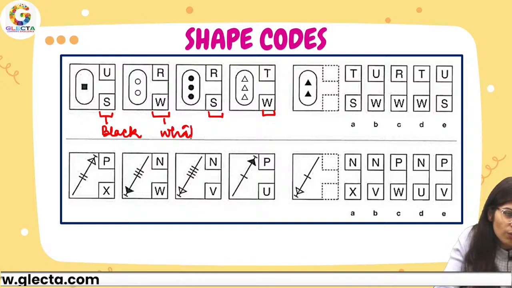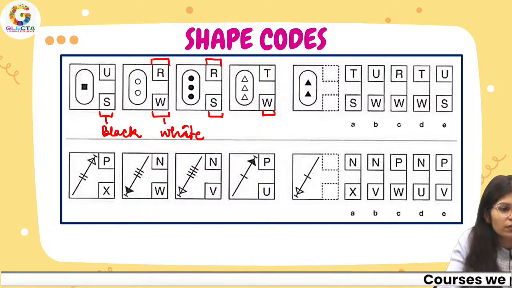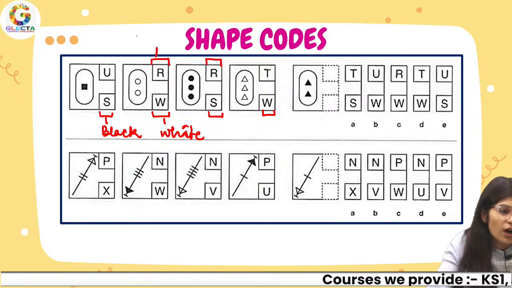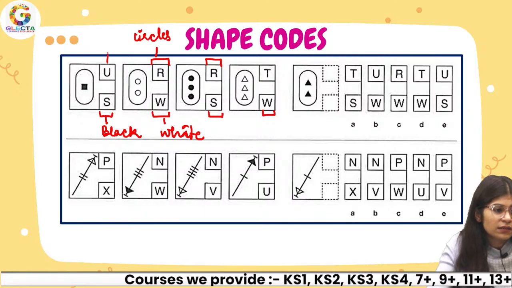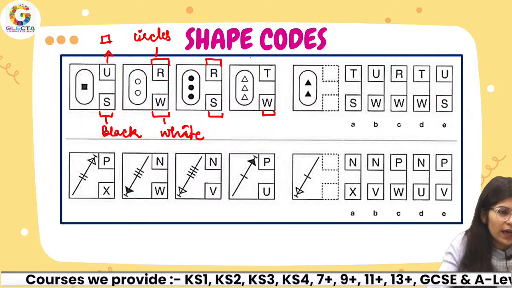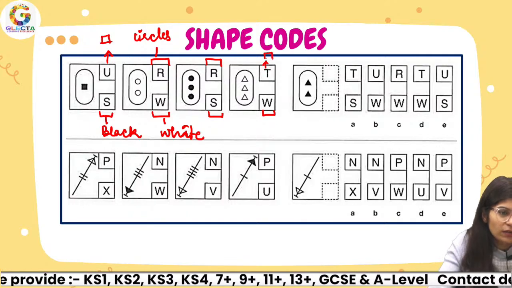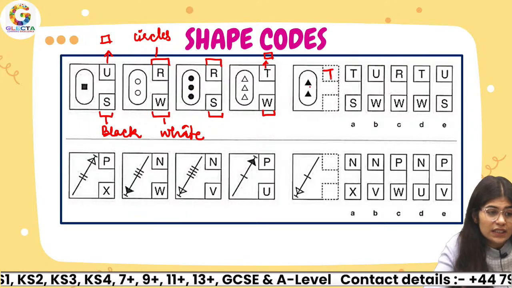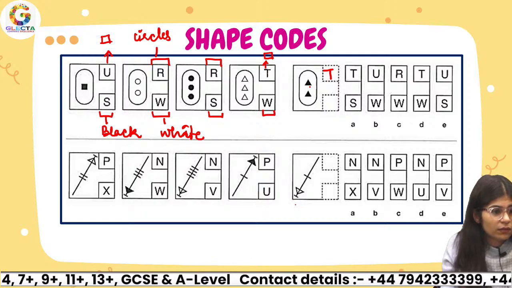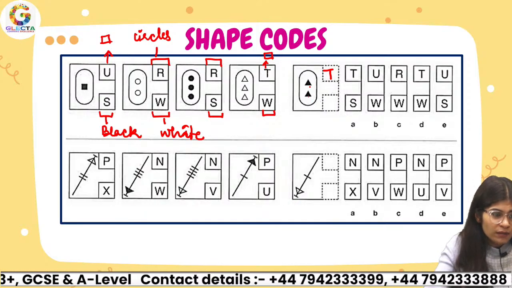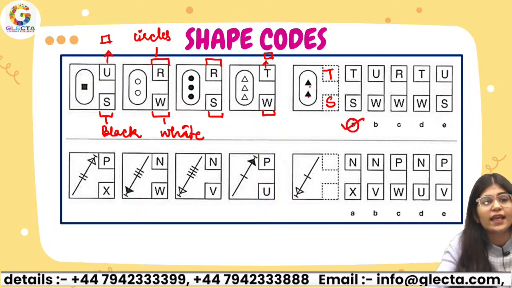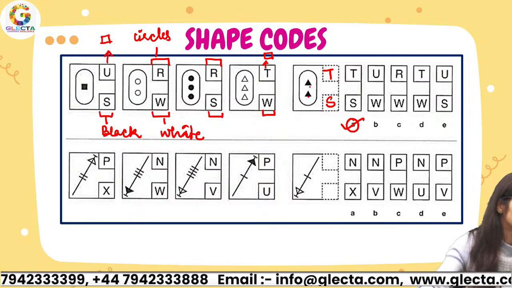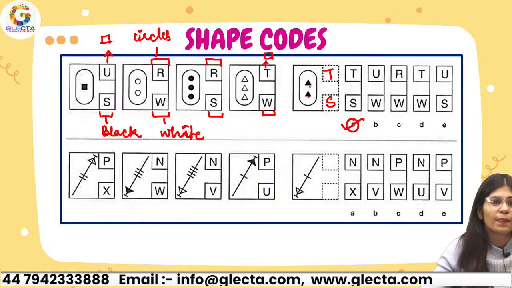So it is white. Moving on to the top side, it is R and R. Both of them have circles. So R means circles. Now moving on to U means square and T means triangle. Now I need triangle, so it's T, and I need a black one, which means S. So the answer to this question would be A, which is T and S. Make sense?